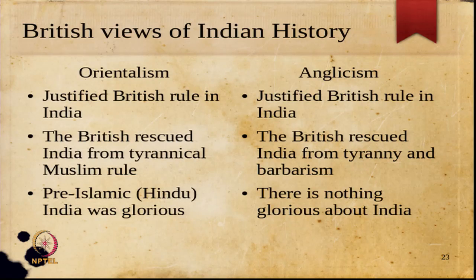The Orientalists felt that the Hindu period was glorious, and it is the coming of Islam that led India into a very dark period, and India had to be rescued from this. The Hindus really had to be rescued from this position of barbarism and tyranny that Muslim rule had brought about. Whereas Anglicism disagreed and said there is nothing glorious about India, and the British are basically civilizing India completely. And that is their task, and they will continue to do so till such time that the Indians are able to rule themselves, a time which may never come.